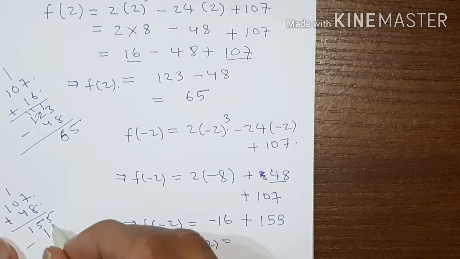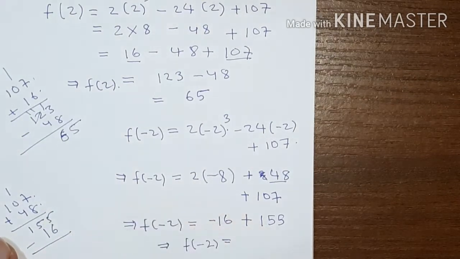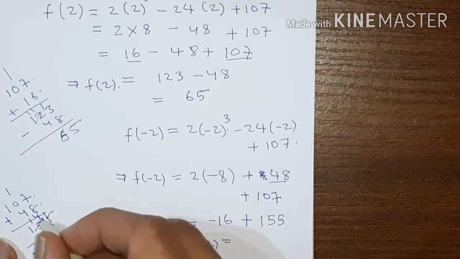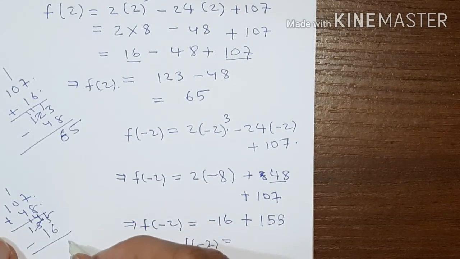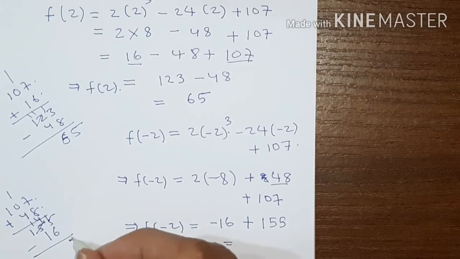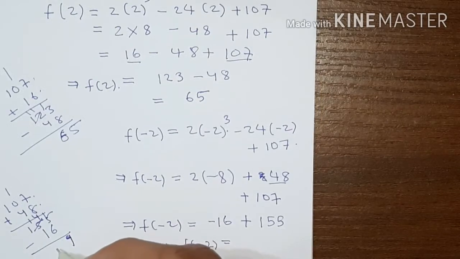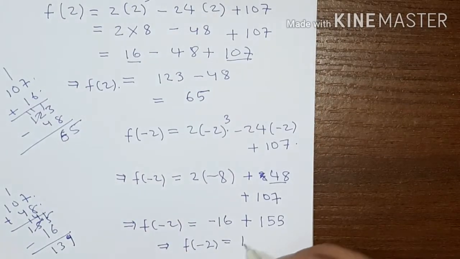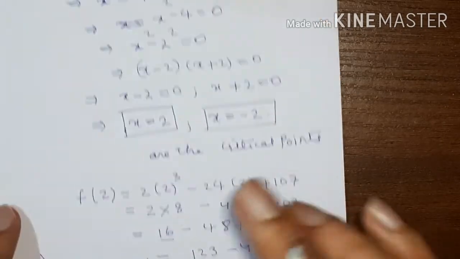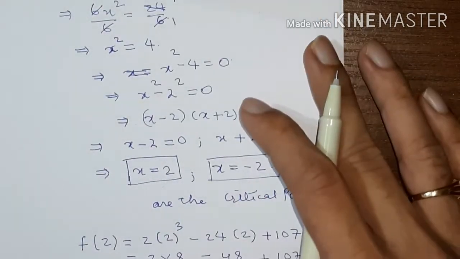That is minus 16. Okay, so what will you get? 1 you can borrow, 14 will become 15 minus 6, right? So what is it? 15 minus 6 is 9. 14 minus 1 is 13, so 139, right? Okay, now one thing you have to observe here.